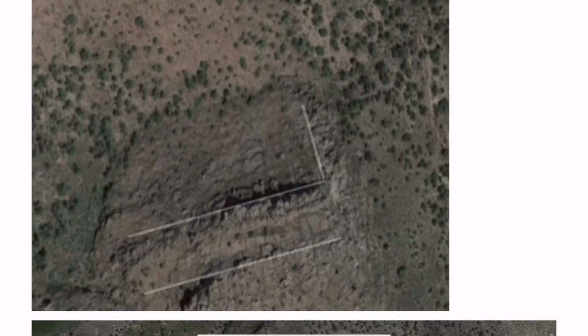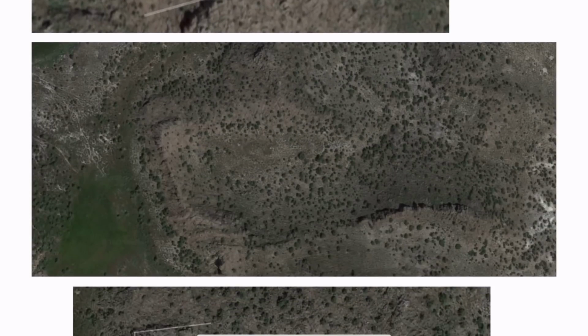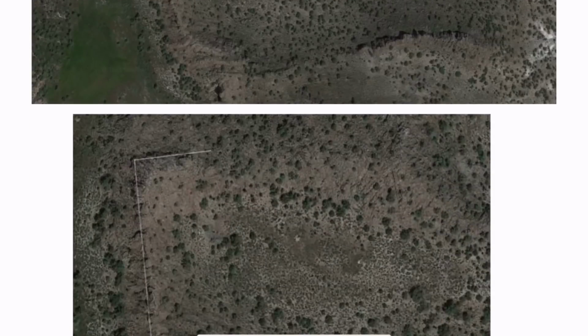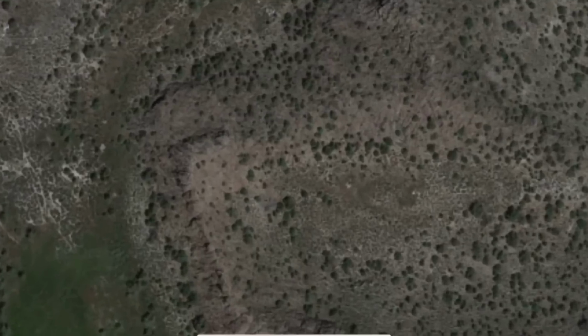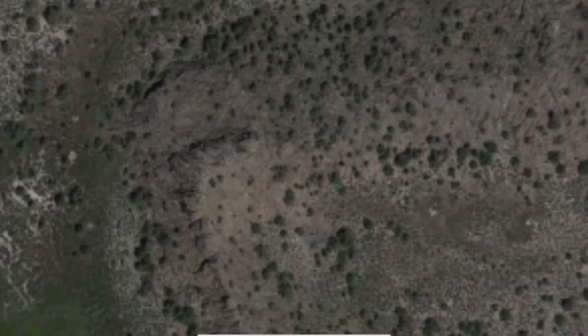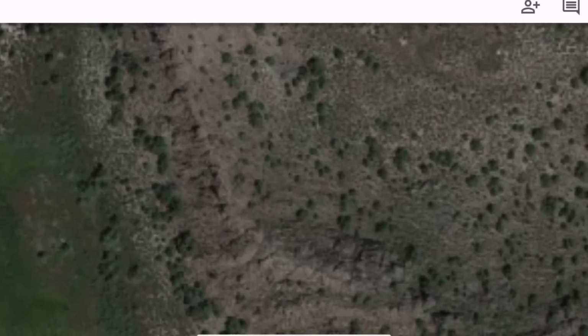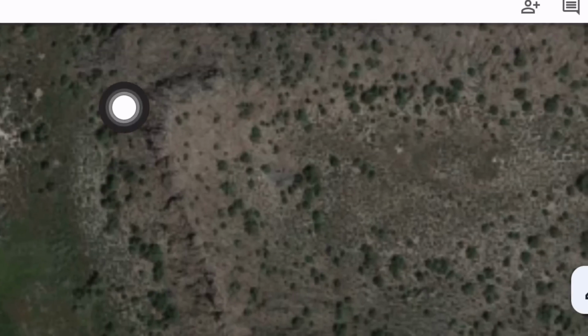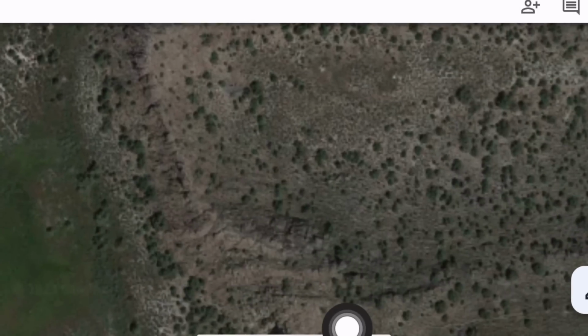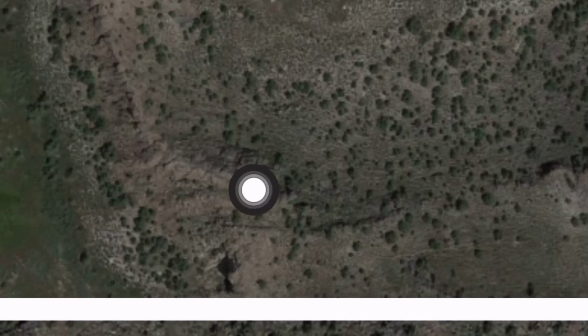See that? Highlighting it. And then right here, right angle. And it kind of goes all the way down. It looks like there's another room right there. Perfect right angle. And it comes along right here.